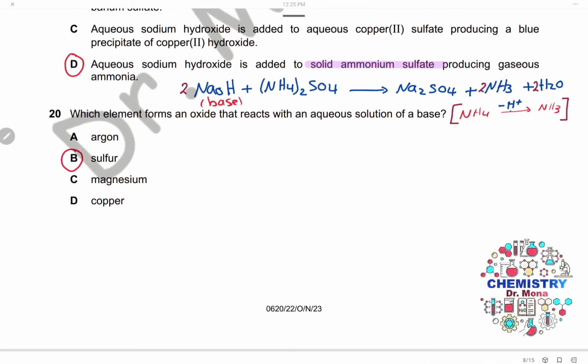Question 20. Which element forms an oxide that will react with an aqueous solution of a base? An oxide that will react with a base, of course, is an acidic oxide, and an acidic oxide is a non-metal oxide. So we will search for a non-metal oxide to react with the base. Here the only non-metal is sulfur, so the answer is B.